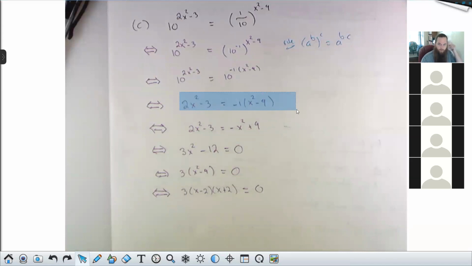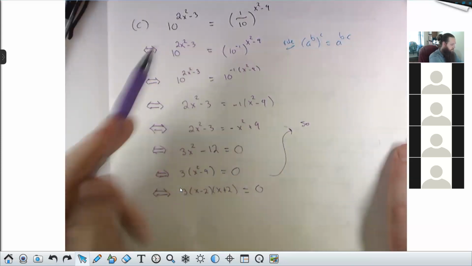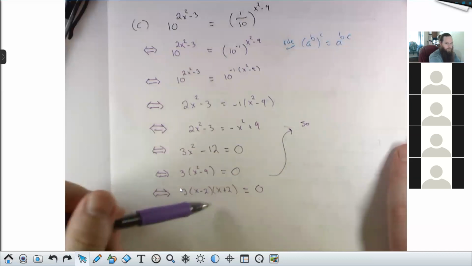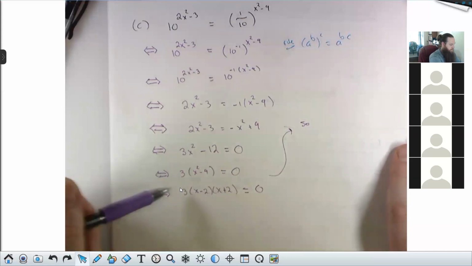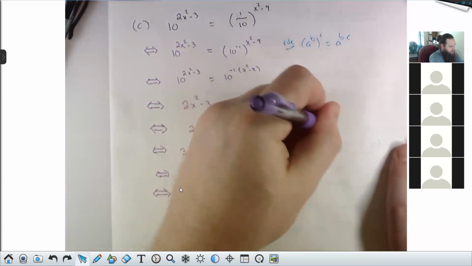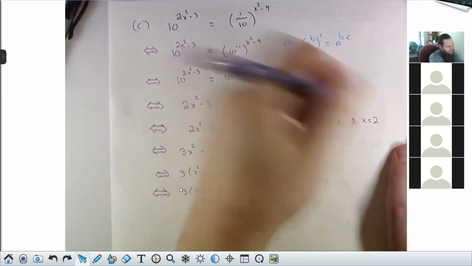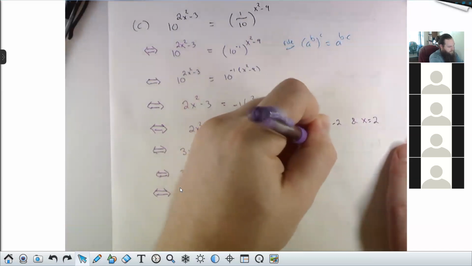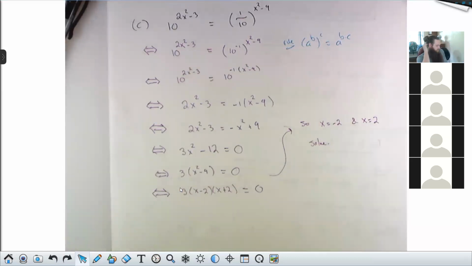Worst case scenario, quadratic formula. Here we're lucky, we pull everything to one side and factor, and it factors nicely. So the solutions to this equation are coming from the roots of this polynomial. Those are positive 2 from this guy and negative 2 from this guy. 3 is never 0. Those are the solutions. Those numbers solve the equation.